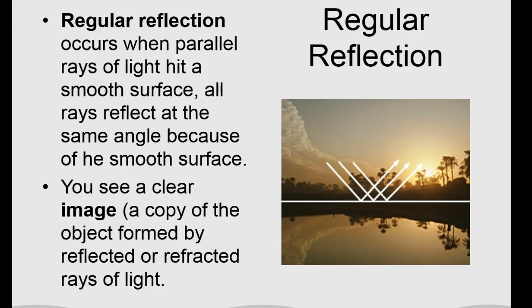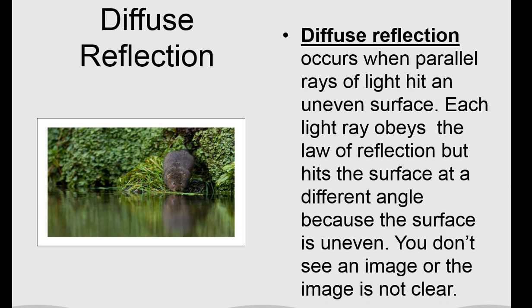Regular reflection occurs when parallel rays of light, see they're all parallel rays of light, hit a smooth surface. The surface is smooth, like this body of water. All the rays reflect at the same angle because of the smooth surface. You see a clear image. Now, image in this case means a copy of the object formed by reflected or refracted rays of light. So if we see the images in the water, we see that it's a perfect copy. It's a nice image.